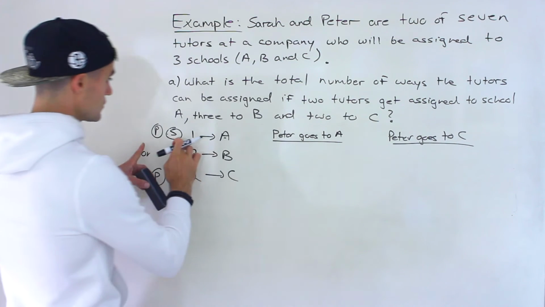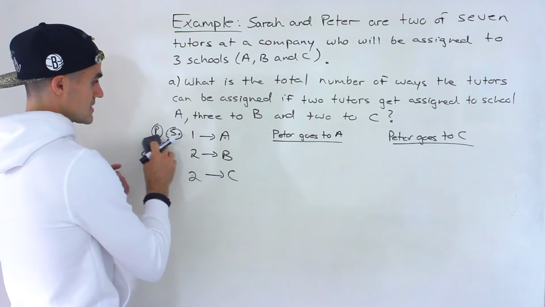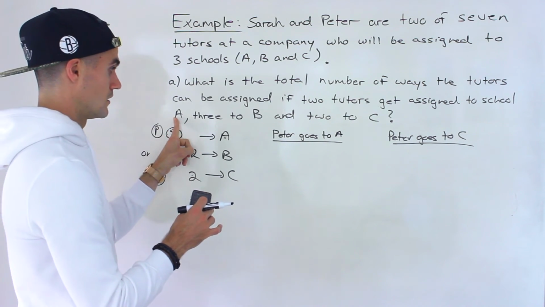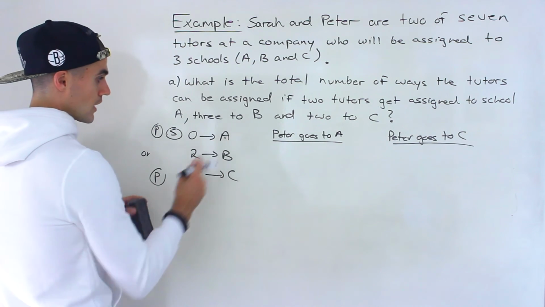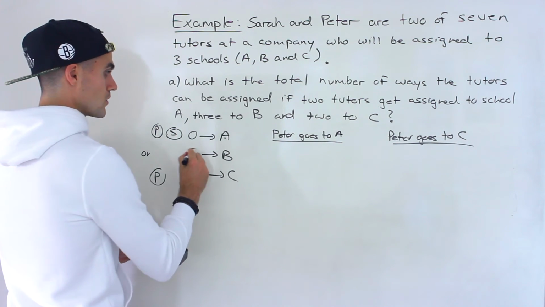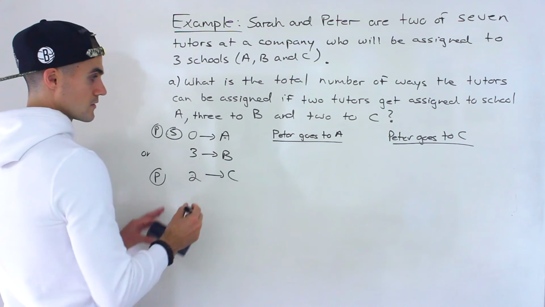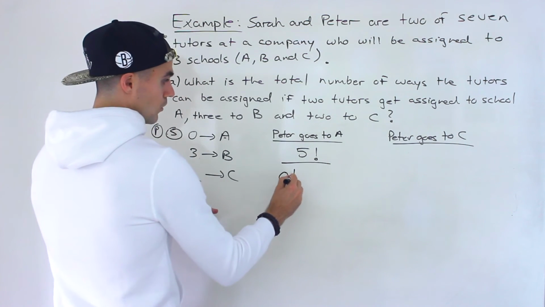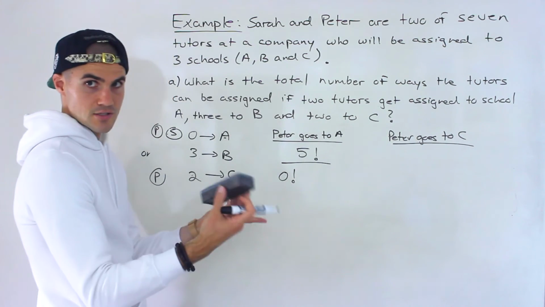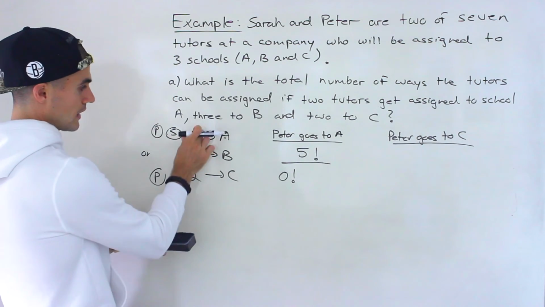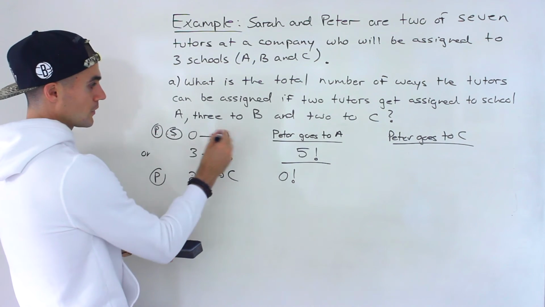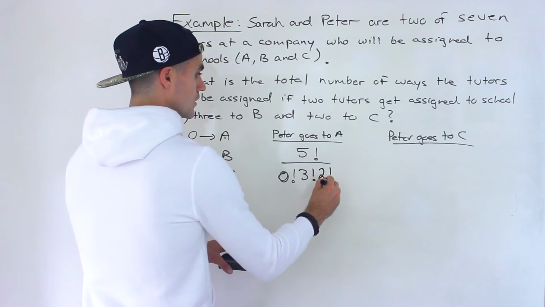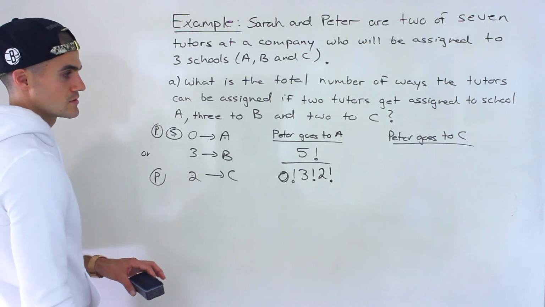So the first case, if he goes to school A, notice that Peter and Sarah go there, which would take up the 2 tutors that get assigned there, right? So no more of the remaining tutors would go to A, and so 3 have to go to B and 2 have to go to C. So of those 5 tutors remaining, 0 would go to A. We don't have to put 0 factorial because that's just 1. But if you want to see clearly how we're organizing the 5 people, because Peter and Sarah are going to A, no more tutors are going to school A, and then 3 are going to go to B, 2 are going to go to C.